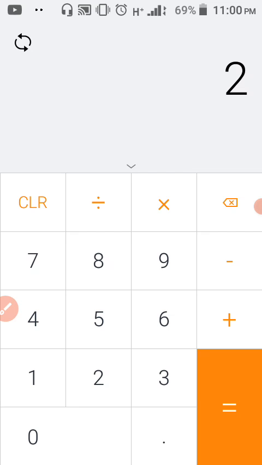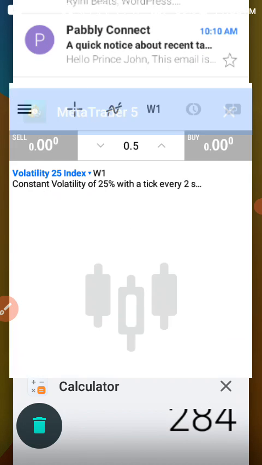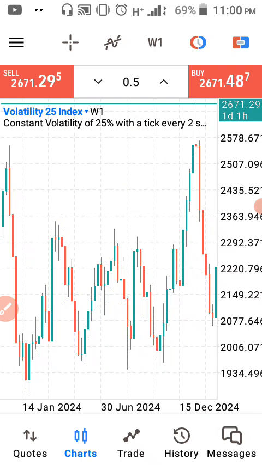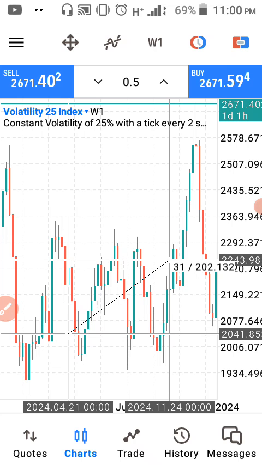So 1 times 2 equals 2. Now 2 times 142 equals $284. That is to say, if we were trading this, we would have needed a minimum. I mean, if that was the pips, right? If that was the required pips to get it done, you might have required all that amount.